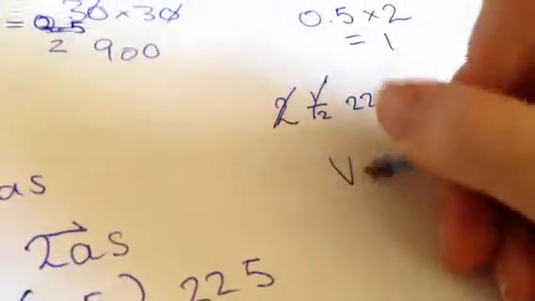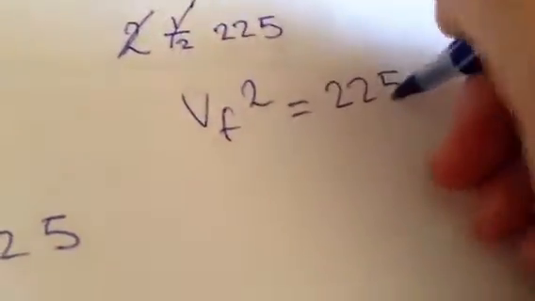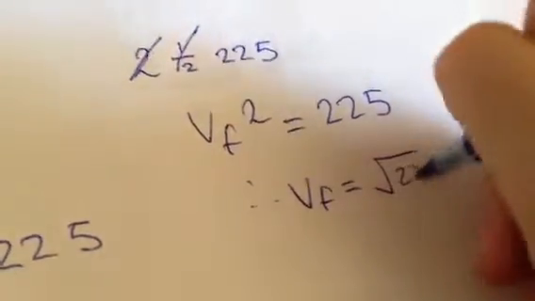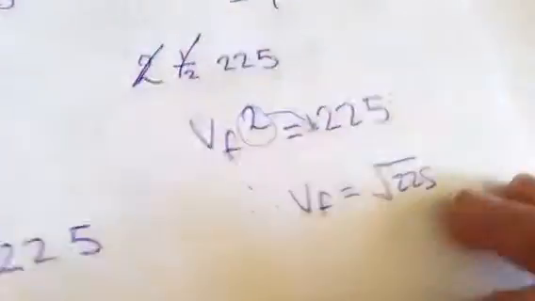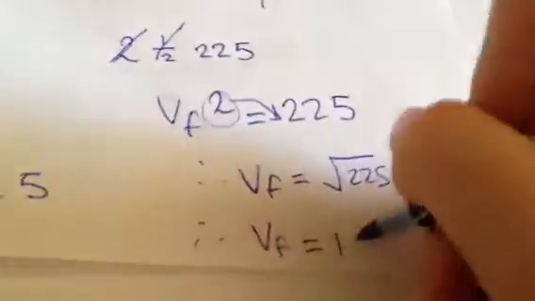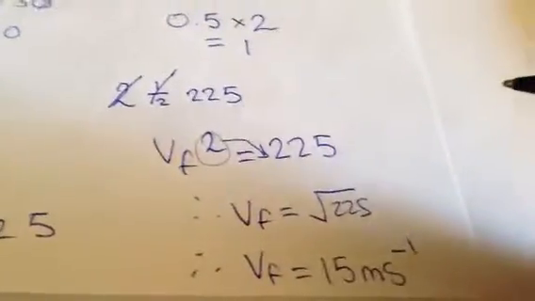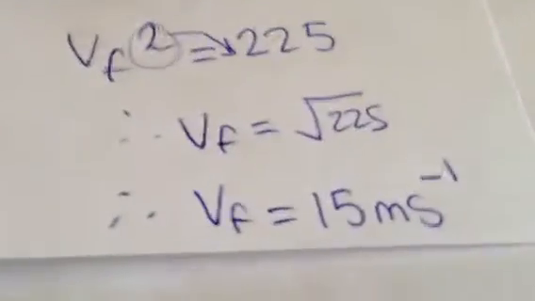So we basically have velocity final squared, or Vf squared as I showed before, either way, equals 225. So therefore velocity final is going to be equal to the square root of 225, because we just inverse the operation by bringing it to the other side of the bracket. And so we get velocity final equals 15 meters per second, because if you know what 15 squared is, then it's easy to go the other way around. So that's our final velocity.